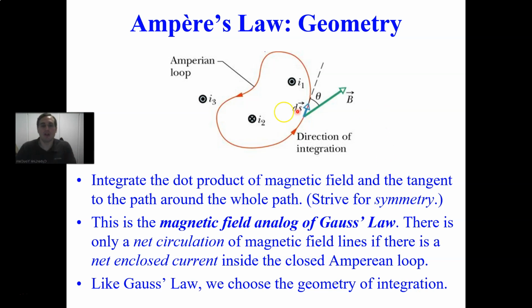Now, by the way, notice that in this particular case, I1 and I2, those two currents, would contribute to Ampere's law because those are enclosed. They're penetrating, that is, through this Amperian loop. I3 would not contribute. So keep that in mind.